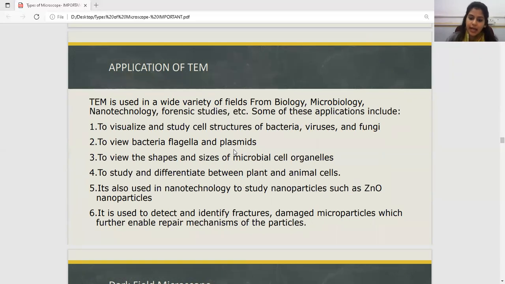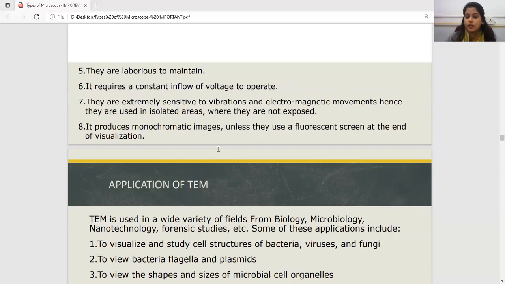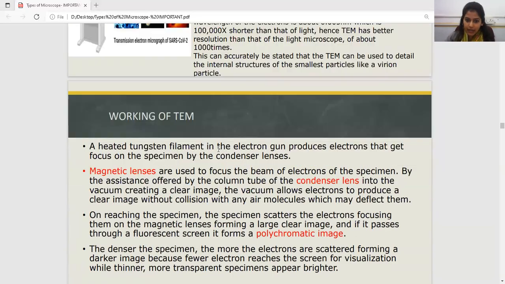In a comparative analysis in the cellular organism, or to work on its composition, again, TEM is of greater use. As I told you, nanotechnology and nanoparticles can be studied using TEM, and it is used to detect or identify fractures or damaged microparticles which can be repaired easily. So these are the advantages, disadvantages, applications, and differences of SEM and TEM analysis.